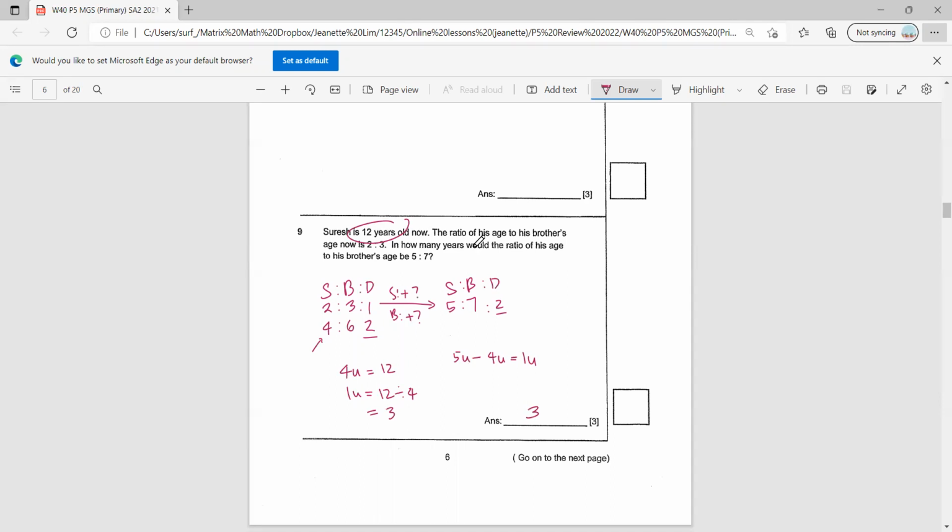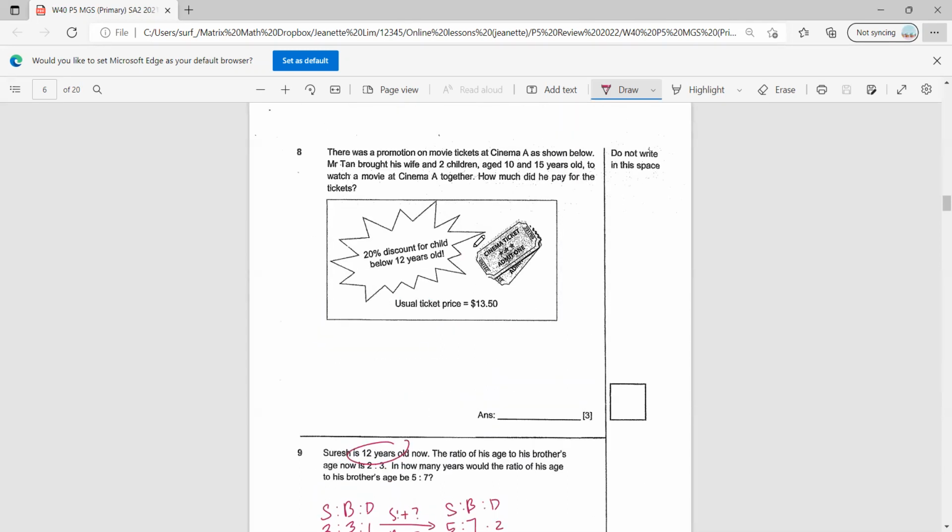Teacher, can you go through 8 now? Question 8 is the last one before I end. How many children went? How many are below 12? Only one is below 12. Yeah, only 1 child.